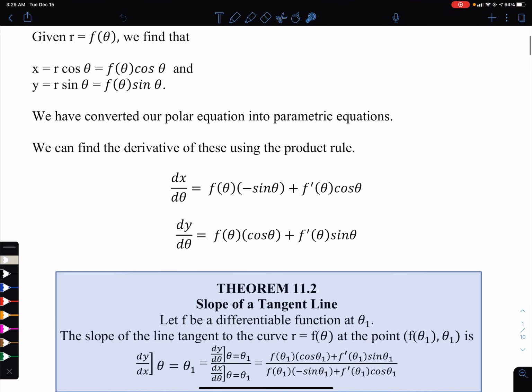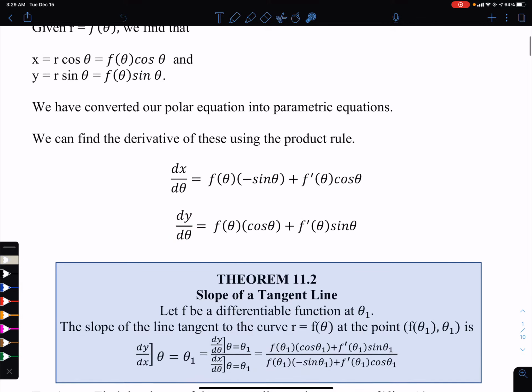So we can find the derivative of x using the product rule. So you leave the first alone, take the derivative of the second. And then you take the derivative of the first and leave the second alone. And we do the same thing for dy d theta.